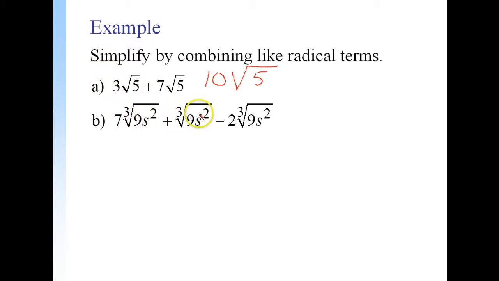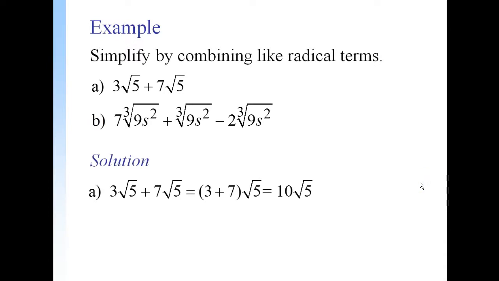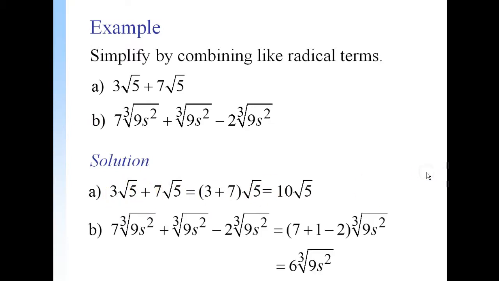Now here, these are like radicals. And keep in mind there's a 1 in front of this. So this is 7 plus 1 is 8. Minus 2 gives you 6. And then you write this part. All right, let's see it in action here. So again, in a sense, you're factoring out the 5, and then you're adding the 3 and 7. And again, you're factoring out the radical part in a sense. You do this mentally, and there we get our answer.